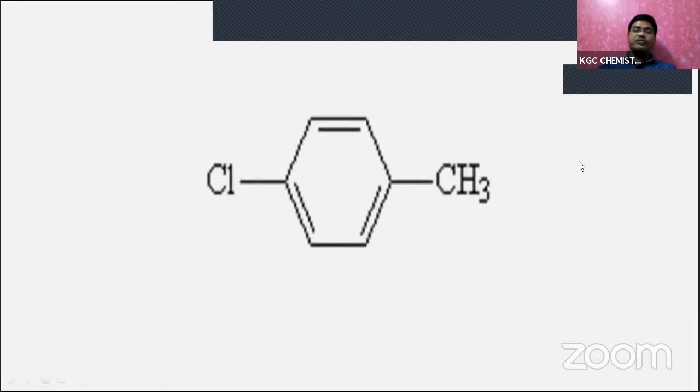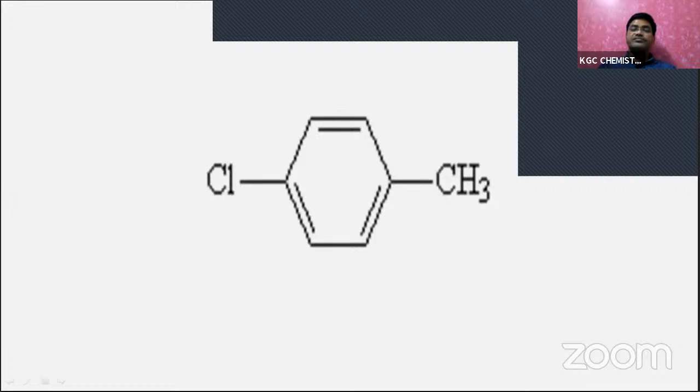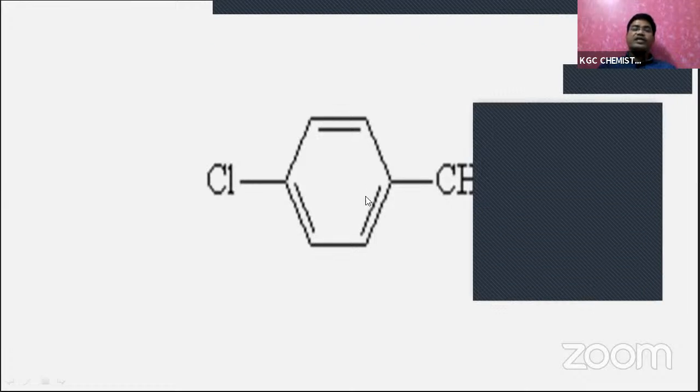2,4-dibromopentane, not 2,5. It is not 2,5, it is 2,4. You are mistaken. 2,4-dibromopentane is right. Rakesh, right. Anusha, change it to 2,4. Okay, can anybody name this compound?